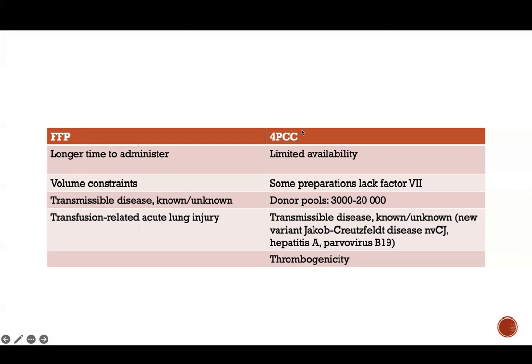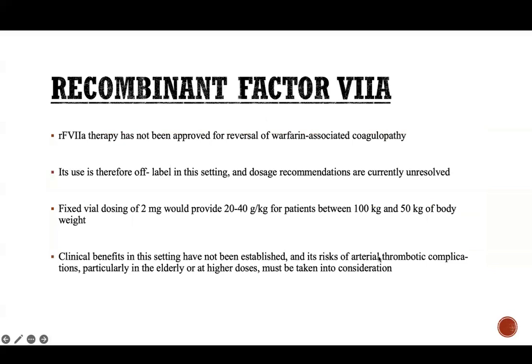Similarly, with the 4-factor prothrombin complex concentrate, the limitation is that availability is limited. Some preparations, that is the 3-factor prothrombin complex concentrate, lack factor 7, and it requires donors of around 3,000 to 20,000 to generate it in sufficient amounts. It can transmit some diseases, and the main limitation is its thrombogenicity.